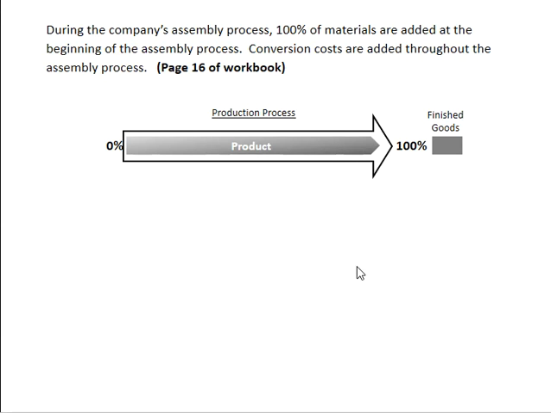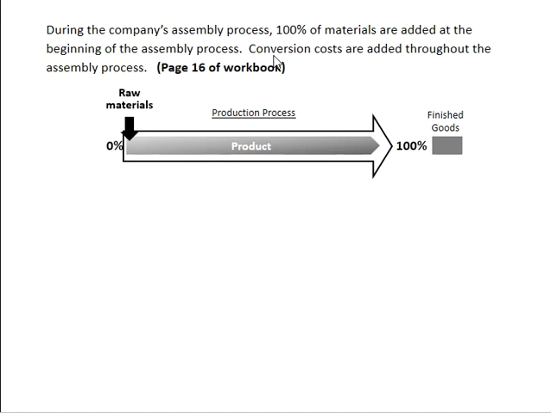Now, what I had mentioned to everybody was that sometimes the materials, labor, and overhead may be added to the production process not in exact proportions to each other, but in different proportions. Now, let's use an example here. The description is, during the company's assembly process, 100% of materials are added at the beginning of the assembly process. That means everything gets added at the beginning of the assembly process in terms of materials. After that, we don't have to add any more materials.